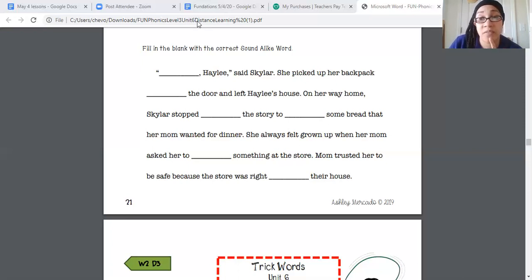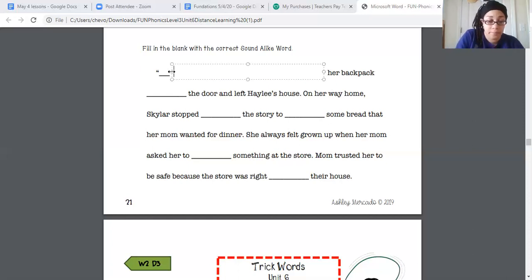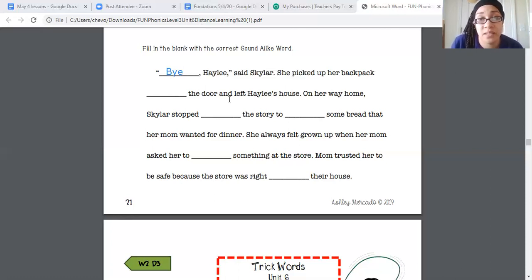All right, if you're back to the video, that means that you've already done this on your own. So you should have your answers 1 through 6, and we're going to go through and write in the correct bye. So bye, Haley, said Skylar. She picked up her backpack by the door and left Haley's house. On her way home, Skylar stopped by the store.